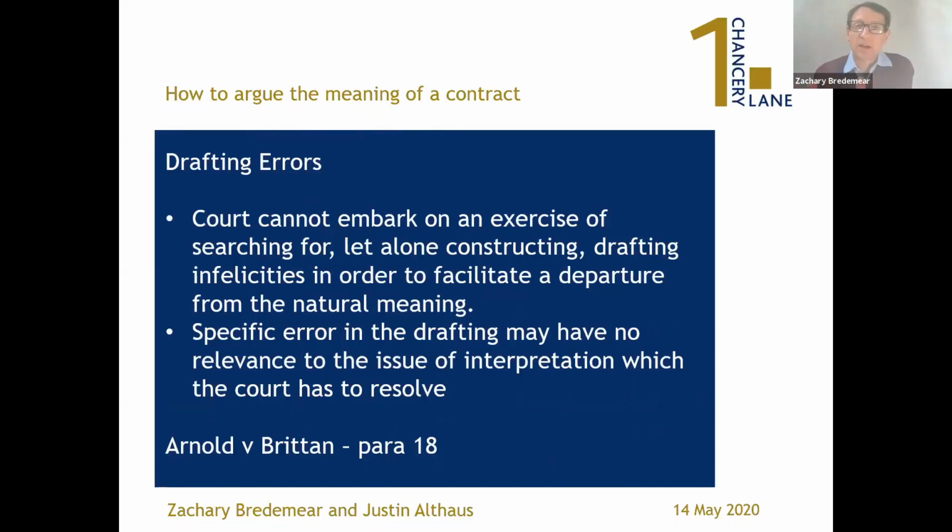Now, a further point then comes to drafting errors. So this second way of winning, where you're looking at different meanings of the contract and trying to encourage the court that one particular construction is to be preferred because of business common sense or the clarity of the language, depends on, to depart from the clarity of language, depends on more than one possible meaning. One point made in Arnold and Britain is that the court's not in the business of looking out for drafting infelicities in order to facilitate a departure from the natural meaning. Furthermore, an error in the drafting may not actually be of relevance to the dispute that the court has to resolve.